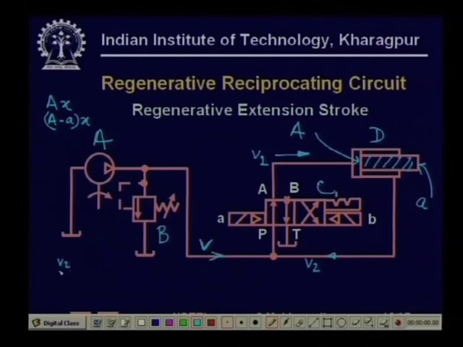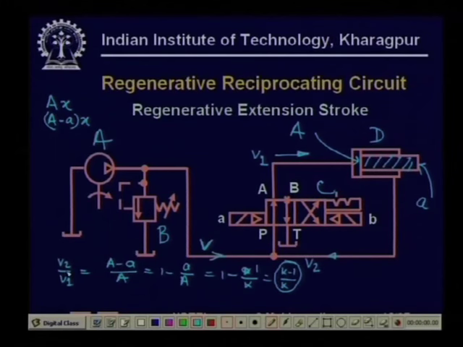V2 by V1 is equal to (A minus a) by A, which is equal to 1 minus a by A, which is equal to 1 minus 1 by k, which is k minus 1 by k. So, this is V2 by V1 and V1 by V2 is equal to k by k minus 1.